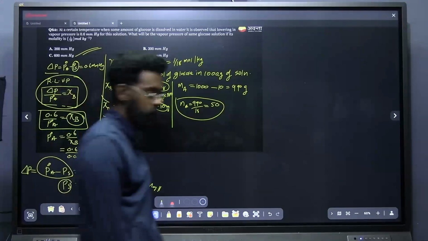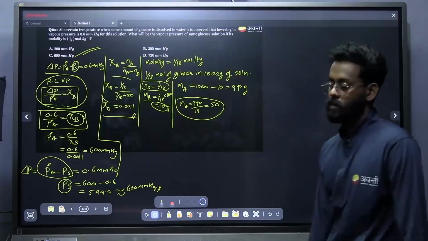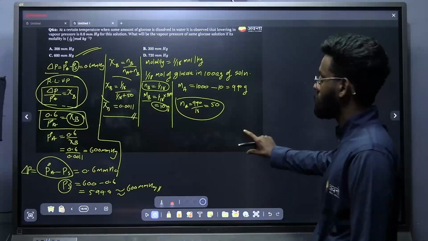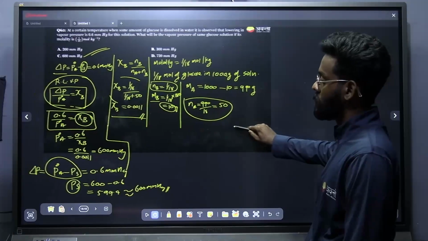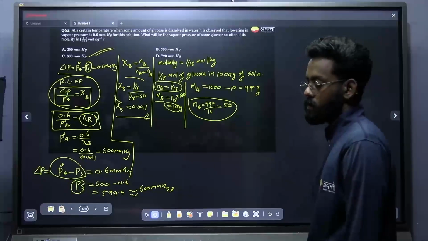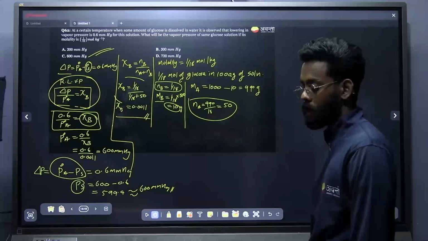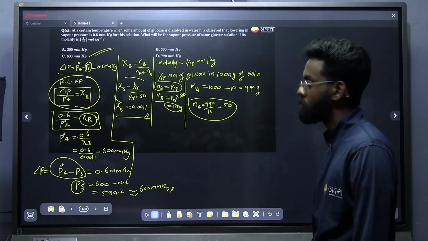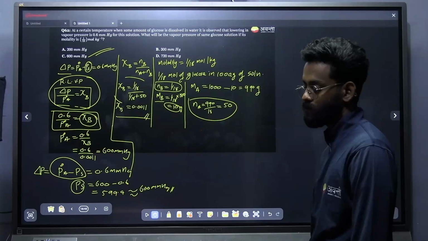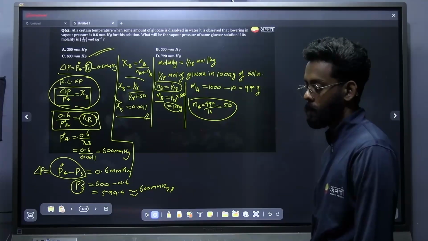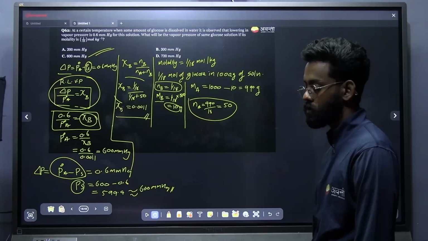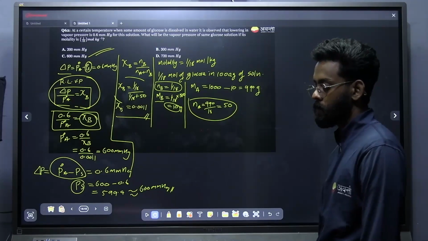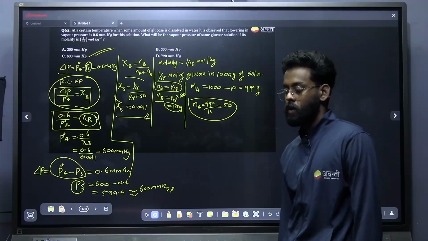Have you got it? It's a little bit lengthier question, but we just have to apply the equation and concept. Is it clear? Any doubt anybody has? If you have any doubt in this question, just ask me and I will clear it. Shall I move to the next? Are you clear with this, everyone?